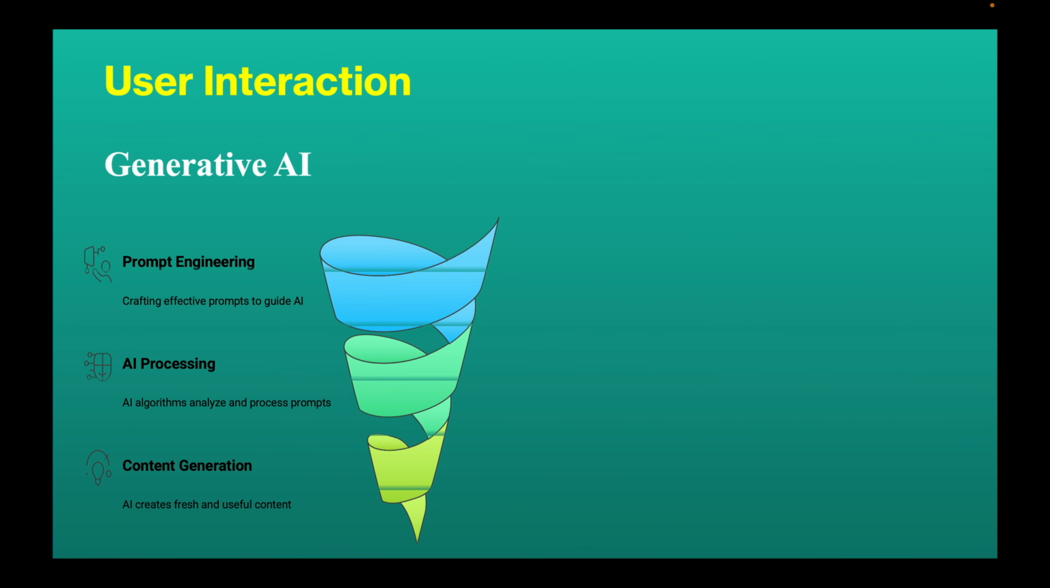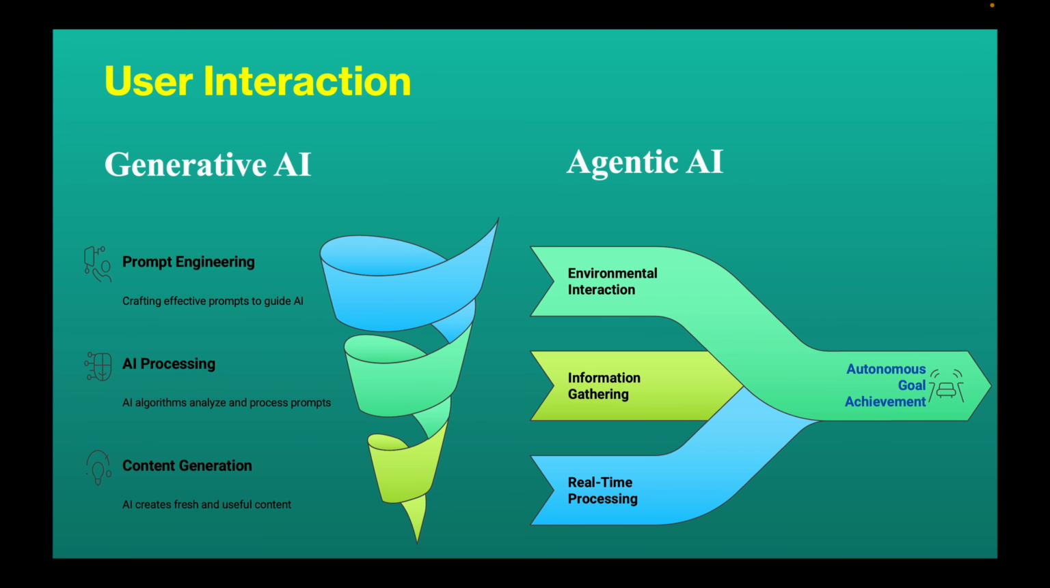User interaction. Generative AI requires user input, prompt engineering to generate useful and fresh content, whereas agentic AI acts upon one. They do not require continuous user interaction. It can interact with the outside environment and gather information to achieve goals in real time, as in self-driving cars.